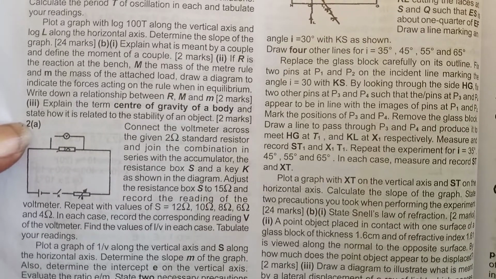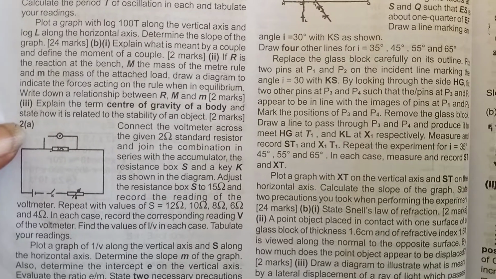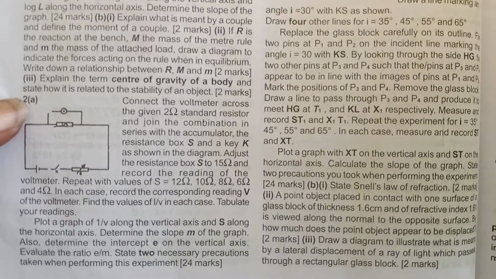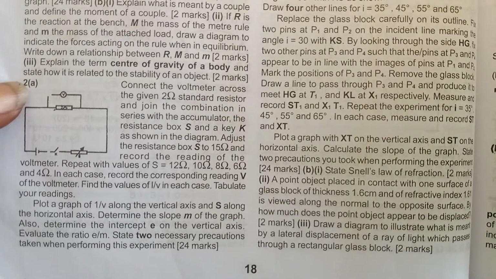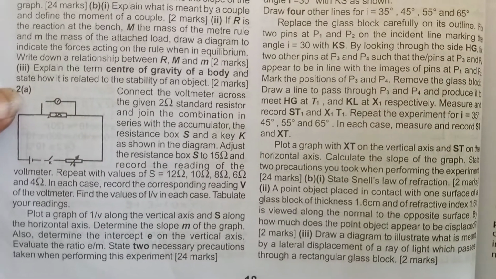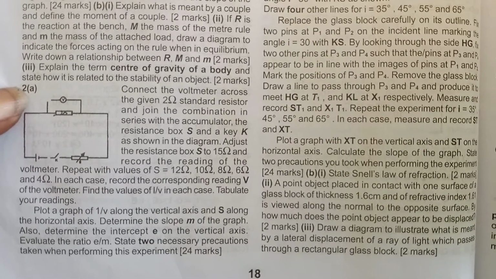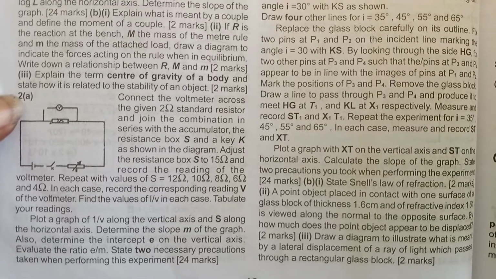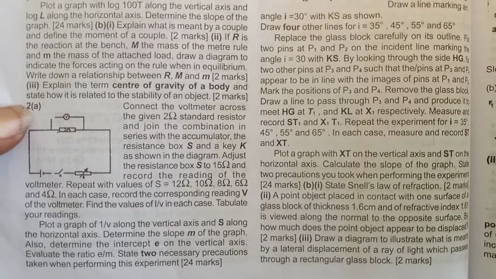Repeat the values of S to be 12, 10, 8, 6, and 4 ohm. In each case, record the corresponding reading V of the voltmeter. Find the values of 1 over V in each case. Tabulate your readings. Plot a graph of 1 over V along the vertical axis and S along the horizontal axis.